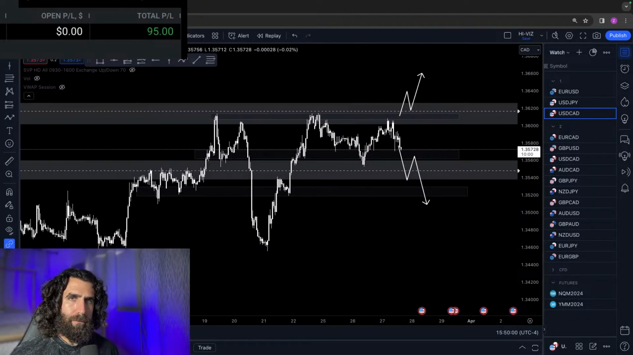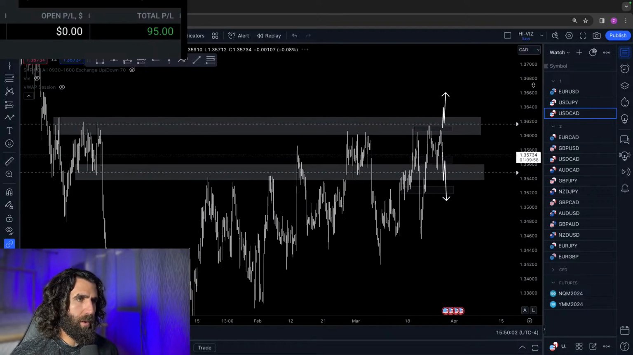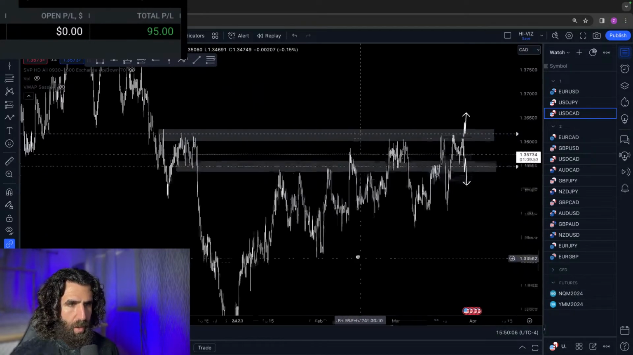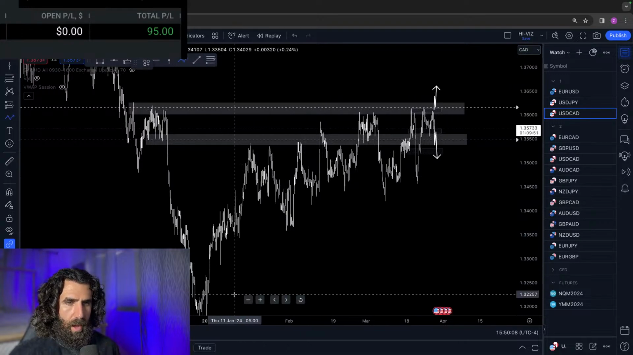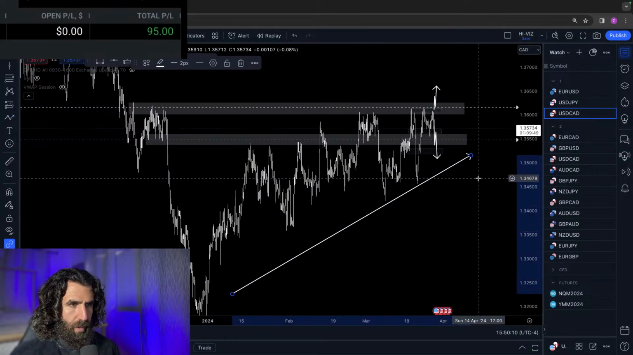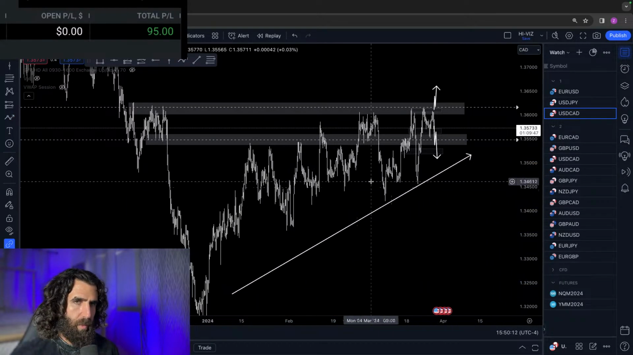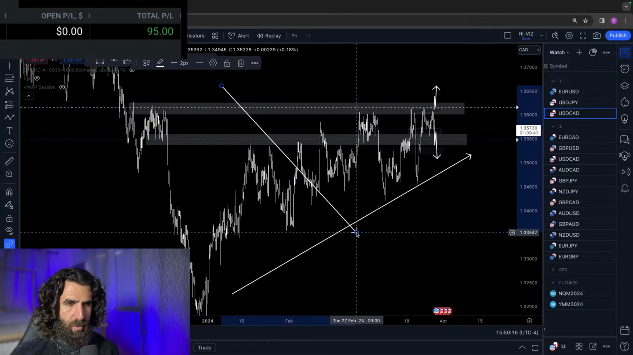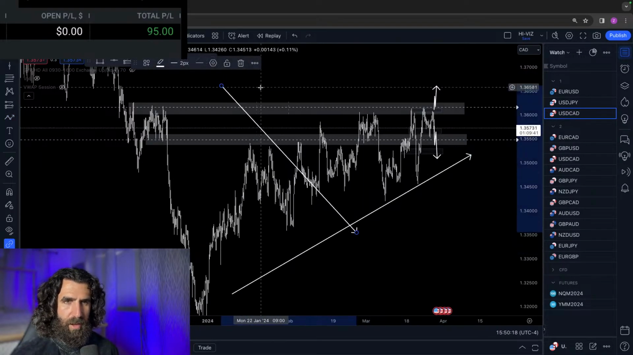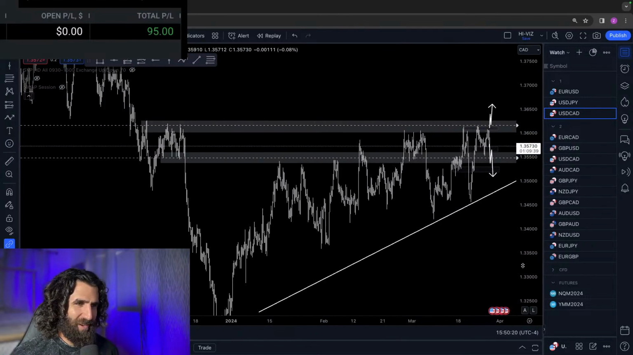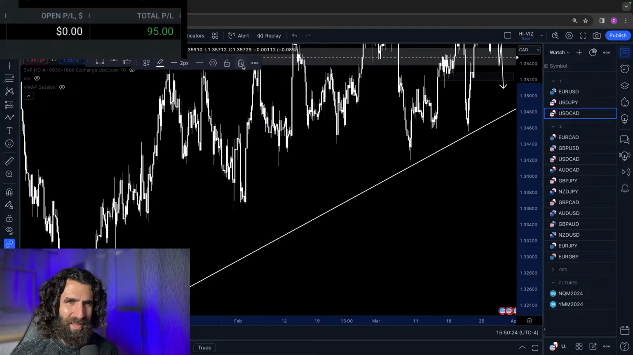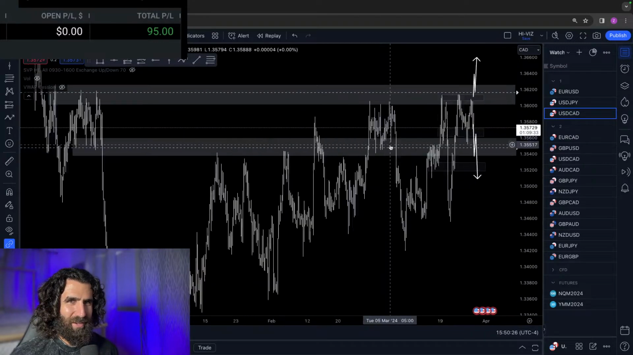USD CAD. Here's what I'm looking at on this bad boy. Obvious uptrend here, right? How am I coming up with that, guys? Price is headed up, right? If I drew an arrow here, that makes sense, right? I always find it funny saying higher highs and higher lows, because it's pretty obvious what we're looking at. But here's the uptrend.